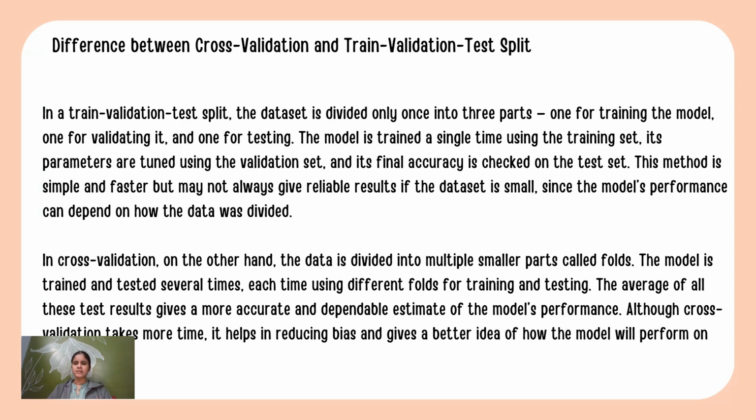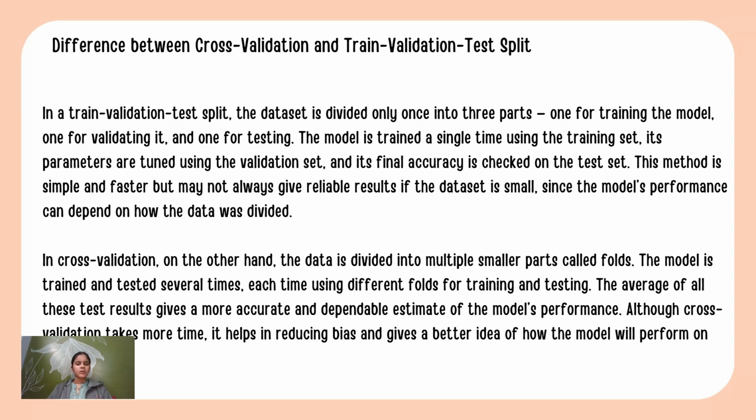The model is trained a single time using the training set. Its parameters are tuned using the validation set, and finally its accuracy is checked on the test set. This method is simple and fast, but may not always give reliable results if the dataset is small, since the model's performance can depend on how the data was divided.